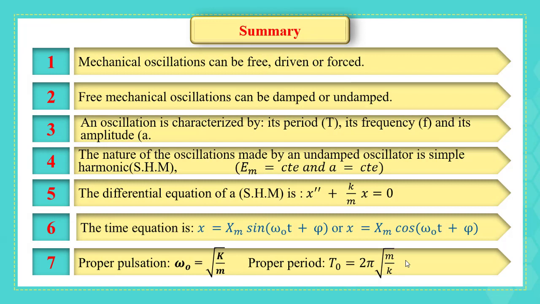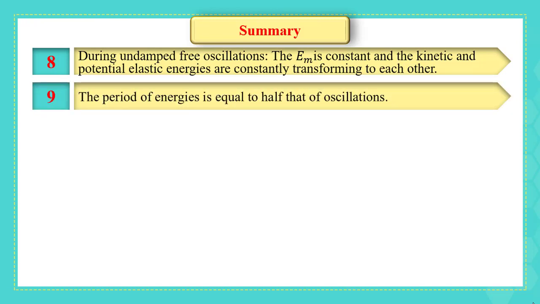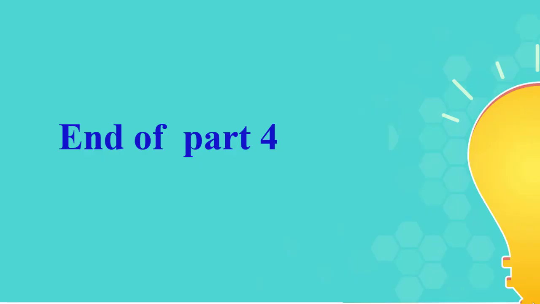This is enough for this video. Please keep in mind all the ideas that we have mentioned before, and remember that during undamped free oscillations, the mechanical energy is constant, the kinetic energy and elastic potential energy are constantly transferring to each other. The period of energies is equal to half that of oscillations. This is the end of part 4.